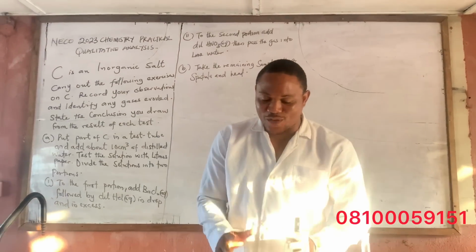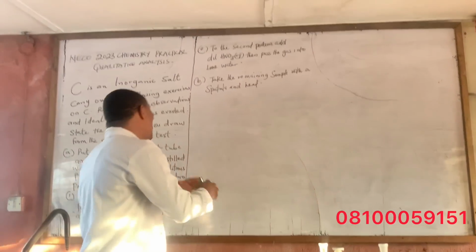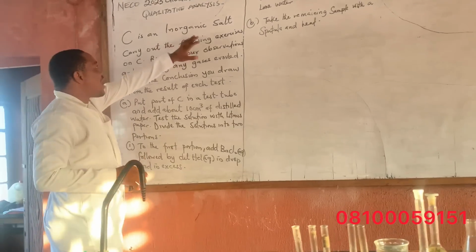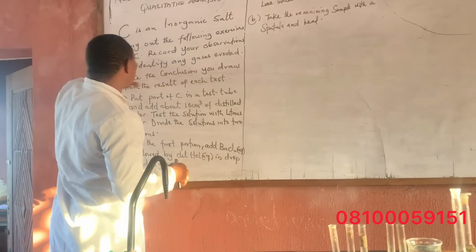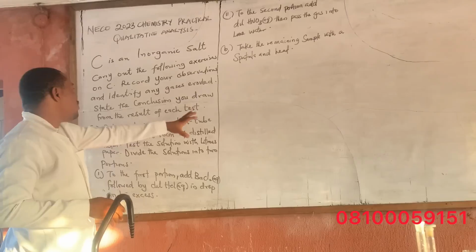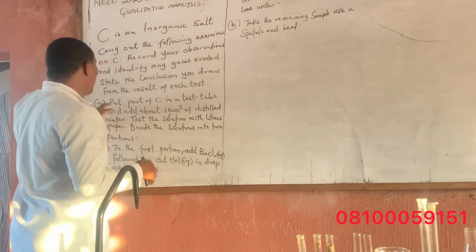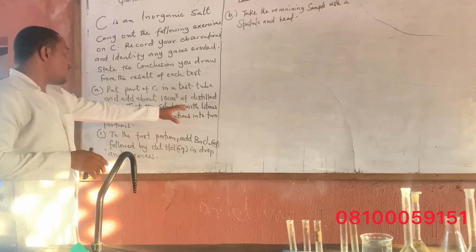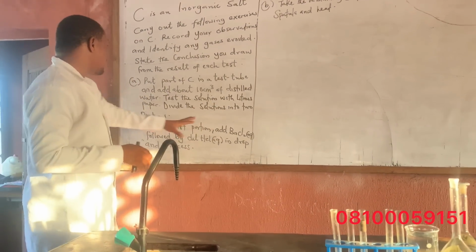So what do we have for us for today? These are my predicted questions for NECO 2023 chemistry practical. C is an inorganic salt. Carry out the following exercises on C. Record your observation and identify any gas involved. State the conclusion you draw from the result of each test. Put part of C in a test tube and add about 10 cm³ of distilled water. Test the solution with litmus paper and divide.